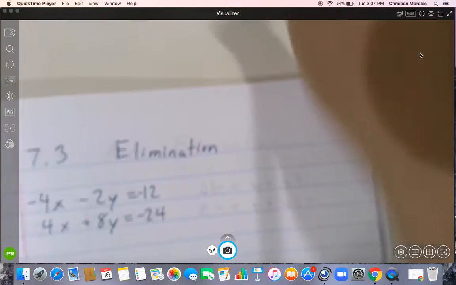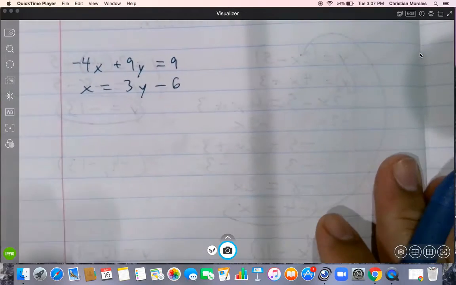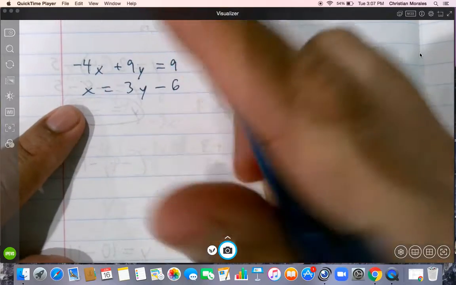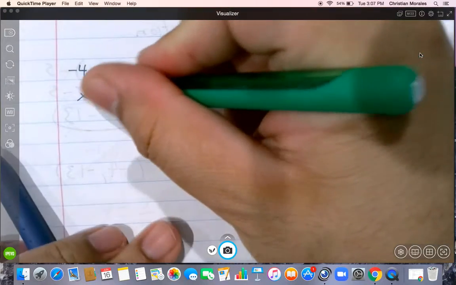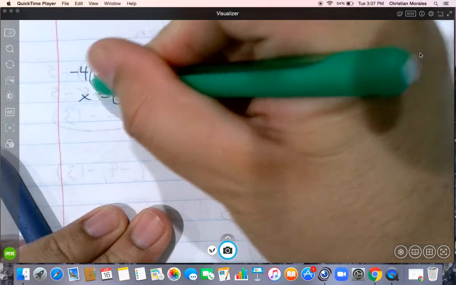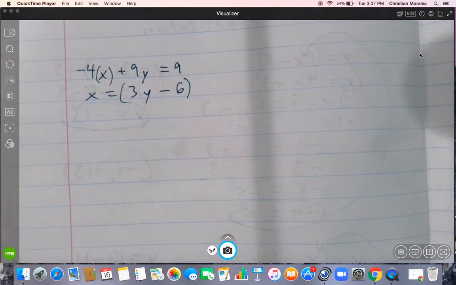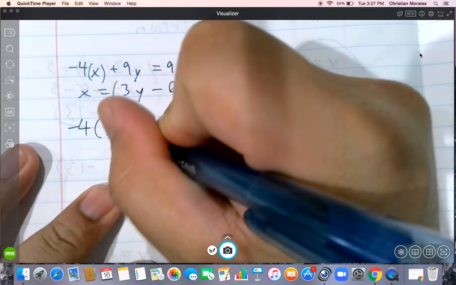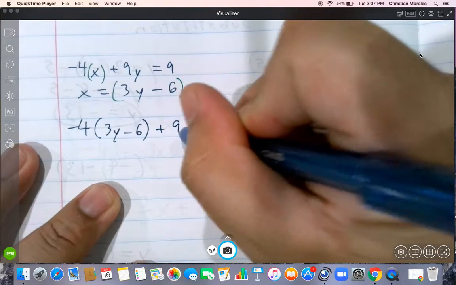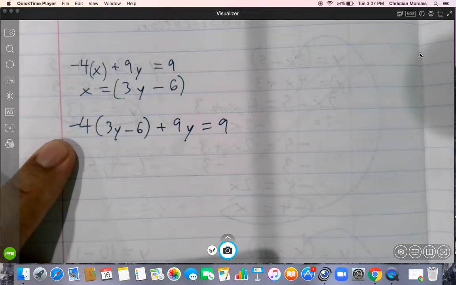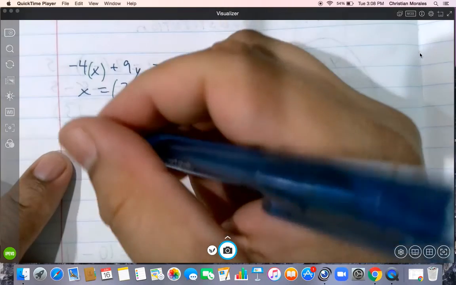All right, now, a couple more. Oh, this one is equal to x. So in this one, instead of replacing the first one, we're going to take the x, this expression, which is this, that's x, and replace it in here. Okay? It's going to look like this. Okay, like that. So we're going to solve that, distribute.